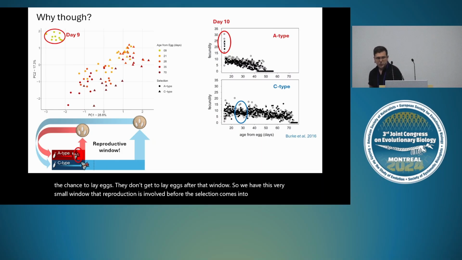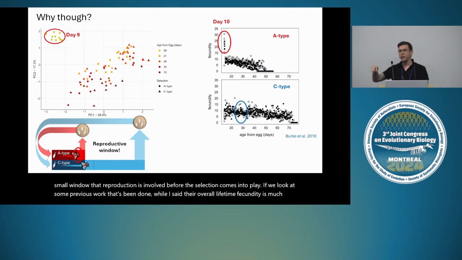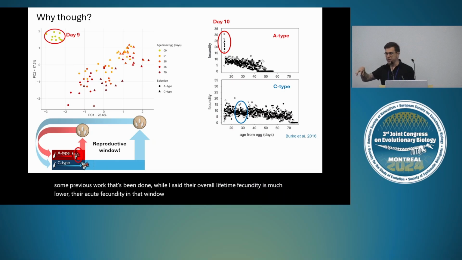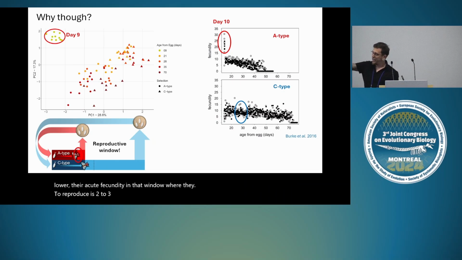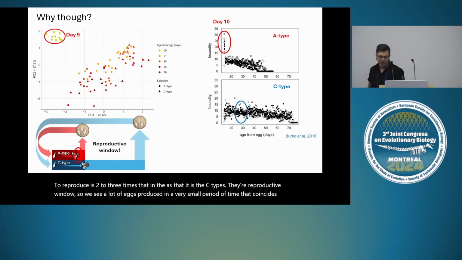If we look at some previous work that's been done, while I said their overall lifetime fecundity is much lower, their acute fecundity in that window where they get to reproduce is 2 to 3 times that in the A's that it is the C types for their reproductive window. So we see a lot of eggs produced in a very small period of time that coincides with the other things that we're seeing here.